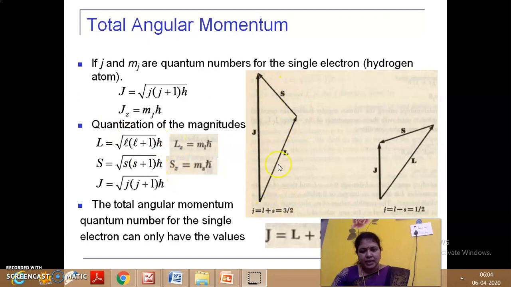So the magnitude J will be the combination of L plus S, their magnitudes, and the direction Jz would be the combination of Lz plus or minus Sz. So it will have L plus S as well as L minus S. They are the possible orientations.